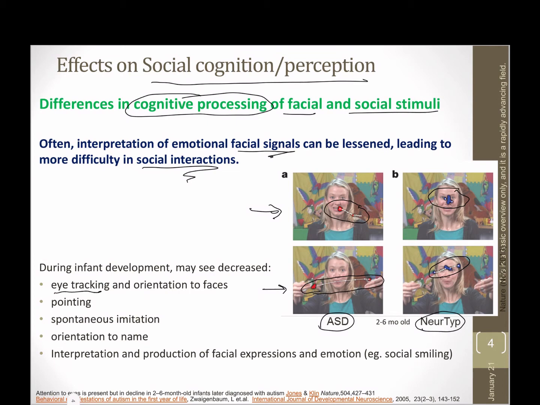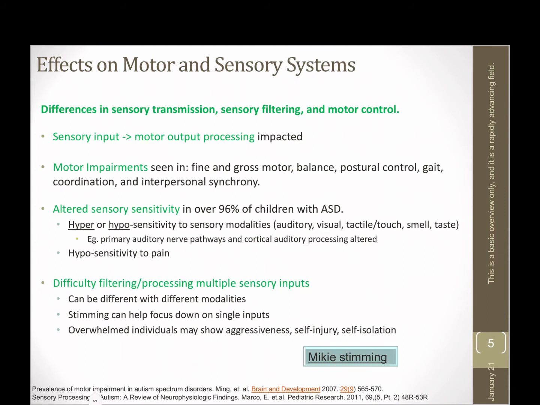So some of the things that we see during infant development are going to be decreased eye tracking, like we were speaking about, also decreased orientation to faces, decreases in pointing, decrease in spontaneous imitation of what people are doing, decrease in orientation to their name, and as we said, interpretation, but also production of emotional social facial expressions.